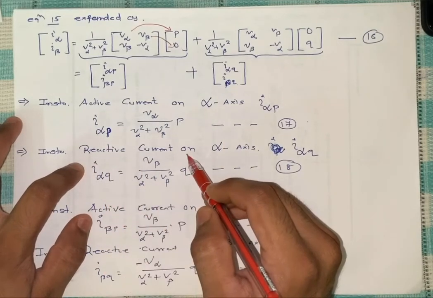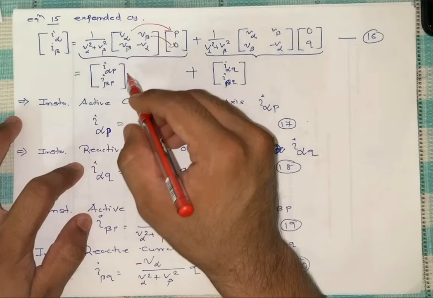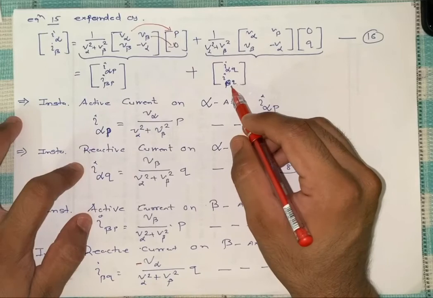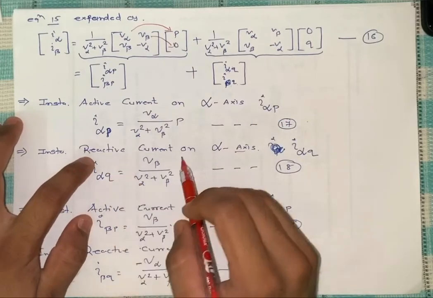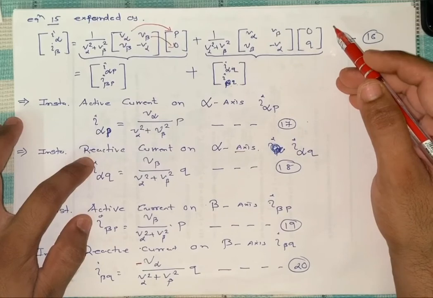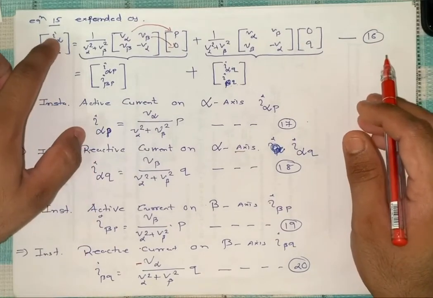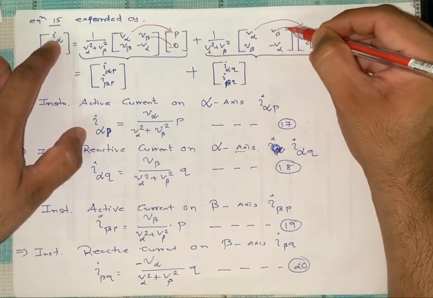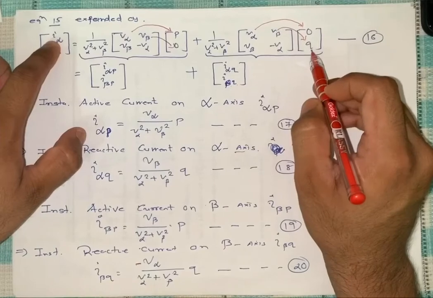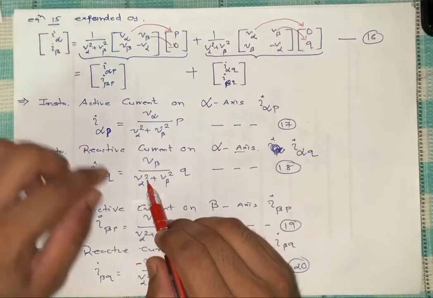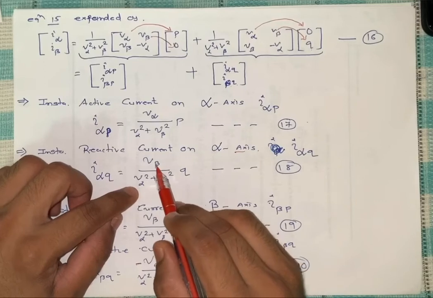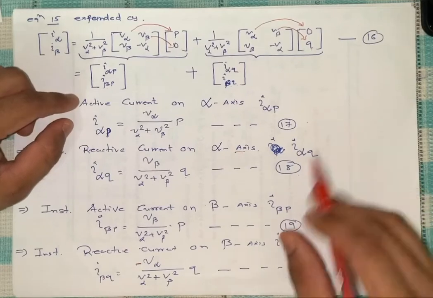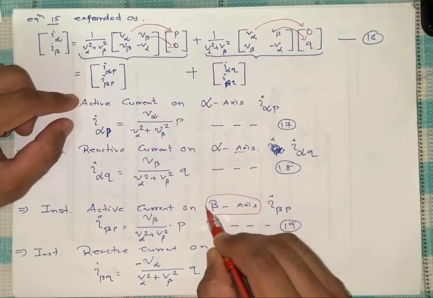instantaneous reactive current on the alpha axis. This is regarding the alpha axis, and this is regarding the beta axis. So now reactive means Q term on the alpha axis. So we can say I alpha Q is equal to the reactive term. So V alpha is multiplied here, V beta is multiplied here. So V beta into Q now, that is the same thing. So here 1 by V alpha square plus V beta square, V beta term multiplied with Q, that is equation 18.